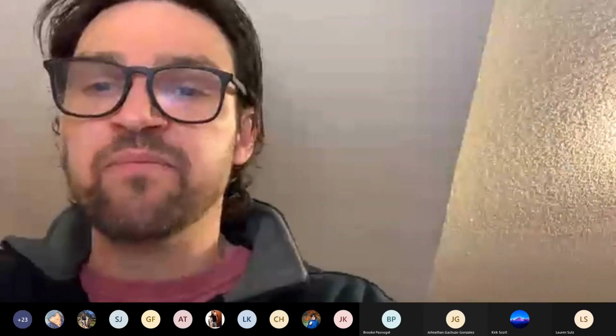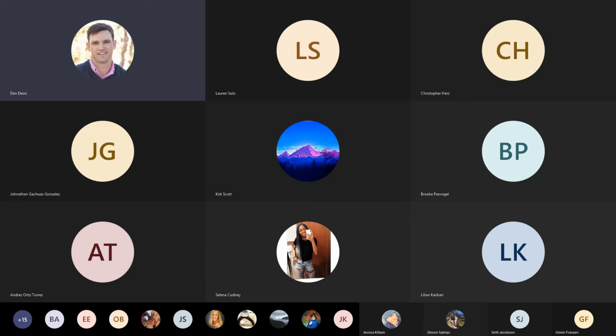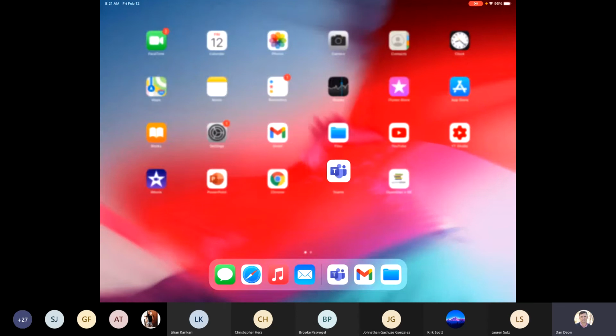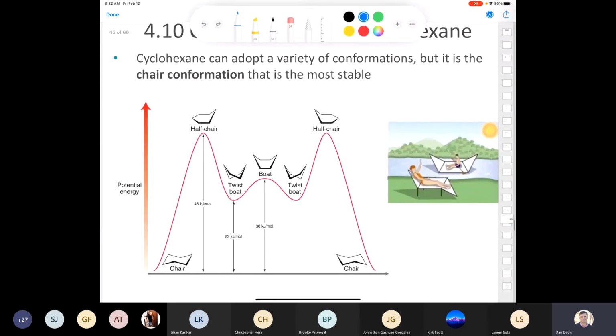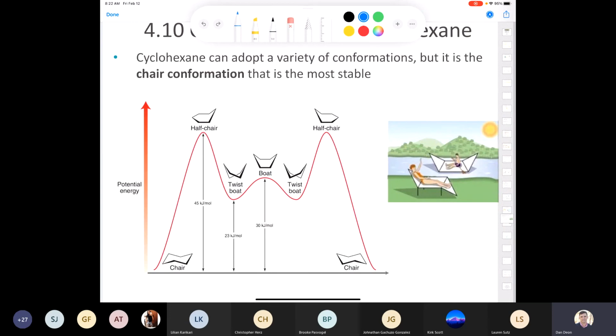Let's go back to the slides, and I'm going to come back to that model in a little bit. Okay, so let's go to cyclohexane. Now again, I told you that cyclohexane can adopt the conformation where all the bond angles are 109.5 degrees. That's called the chair conformation. So all angles 109.5 degrees. But the thing is that the cyclohexane can adopt other higher energy conformations as well.